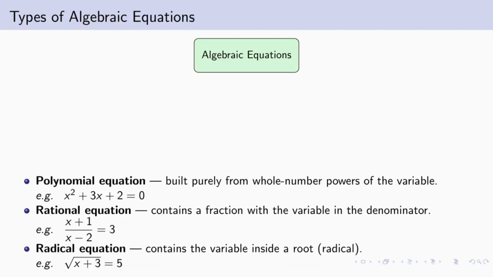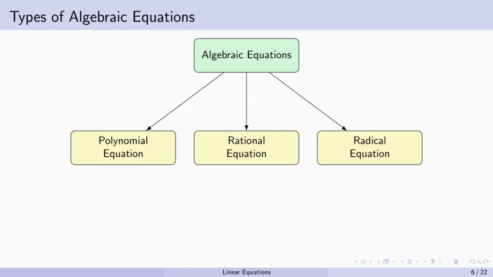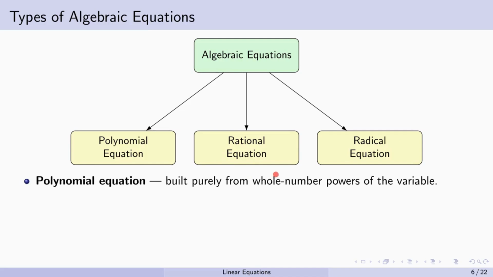Let's zoom in one more level into algebraic equations specifically. Algebraic equations branch into three types. The first one is what we call polynomial equation. The second one is rational equation. And the third one is radical equation. First, polynomial equation. A polynomial equation is built purely from whole number powers of the variable. No fractions with x on the bottom, no roots, and so on and so forth. Example, x squared plus 3x plus 2 is equal to 0.